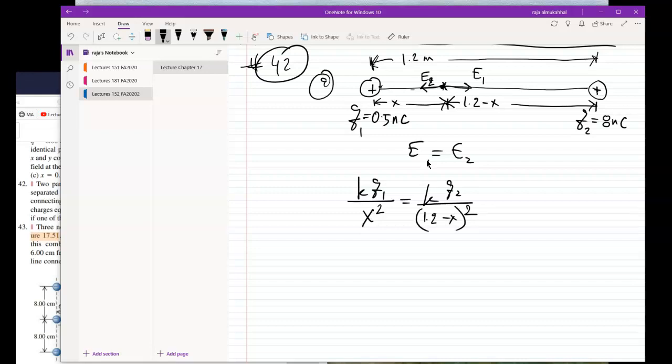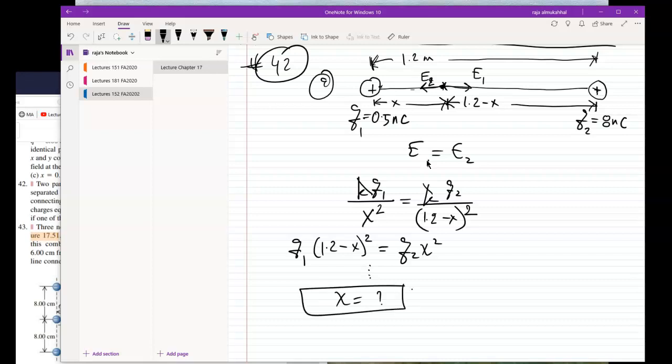As you can see, the k's will cancel out, and it basically boils down to an algebraic formula, a quadratic equation. If you cross multiply, it's going to be Q1 times (1.2 minus x) squared equals Q2 x squared, and then you just work it out. It's simple algebra. You'll end up with a quadratic equation, solve it, and you will find the value of x.